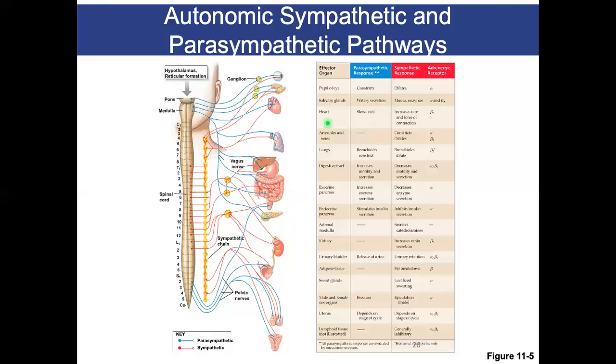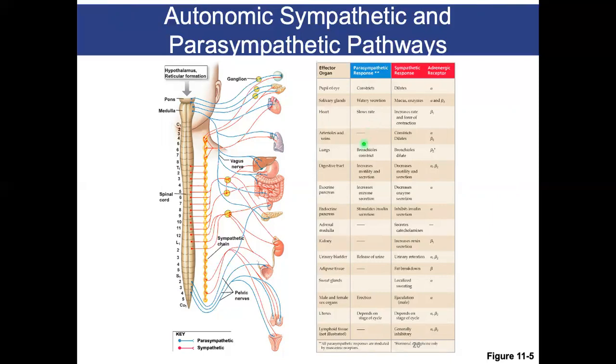So let's look at the heart. If your sympathetic nervous system stimulates your heart, it's going to increase heart rate and force of contraction. What's the dominant receptor on the heart? It's going to be beta 1 adrenergic receptors. For right now, for this exam, you just have to know adrenergic, and we'll get into a little bit more depth when we get into the cardiovascular system. The parasympathetic nervous system is going to slow down rate and force of contraction of the heart by binding to muscarinic cholinergic receptors.